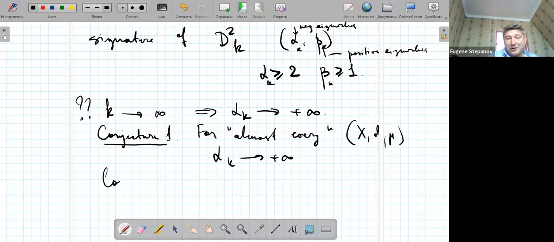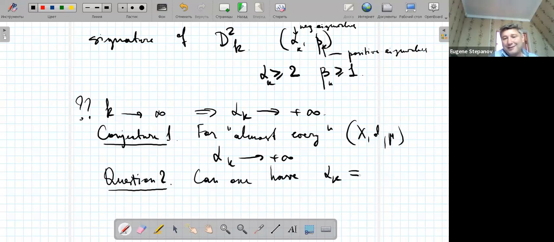The conjecture or question, I'll say question 2: can one have alpha_k equal to 2 for every k?